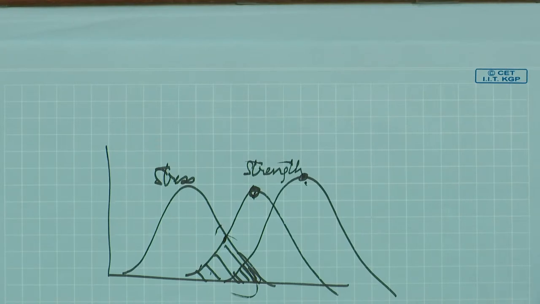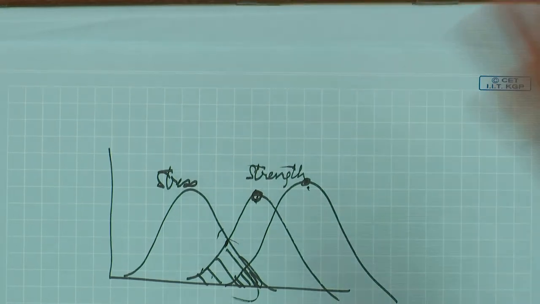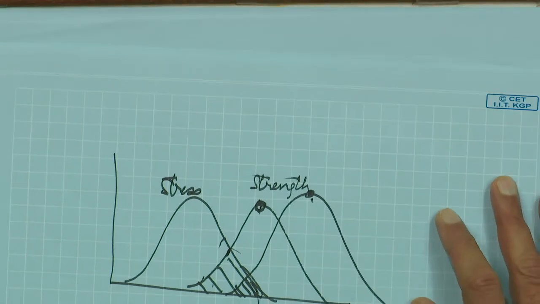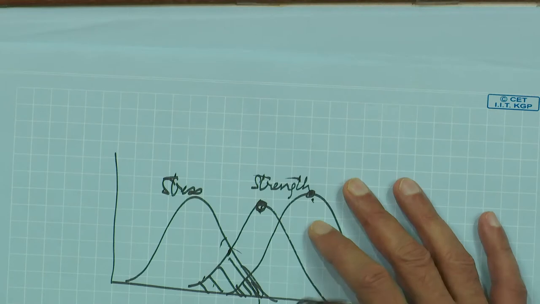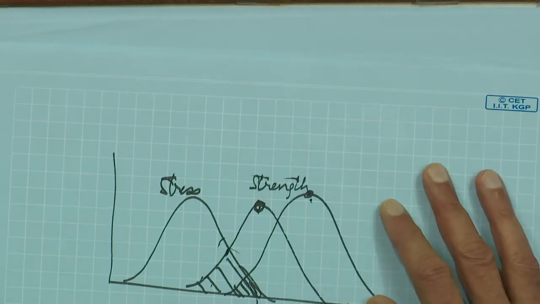What does that mean? Well, the designer always tries to pick a material that is sufficiently to the right of the expected stress distribution. So first, the designer has to know what stress levels you're going to expose it to. If you tell someone, design me a reliable product, the first thing they're going to say is, well, what are you going to do with that product? Because how reliable it's going to be depends on what stresses you're going to expose it to.